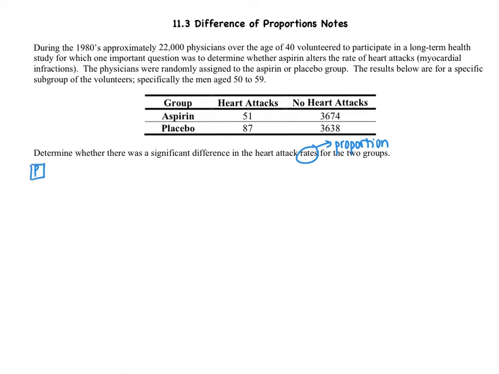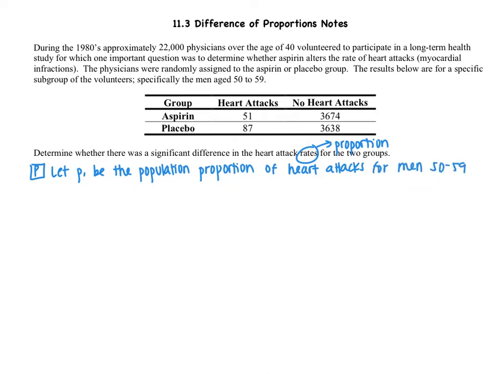We have 2 samples, so we're going to need 2 parameters. Symbol for population proportion is P. So I'm going to say let P1 be the population proportion of heart attacks for men 50 to 59 who take aspirin.